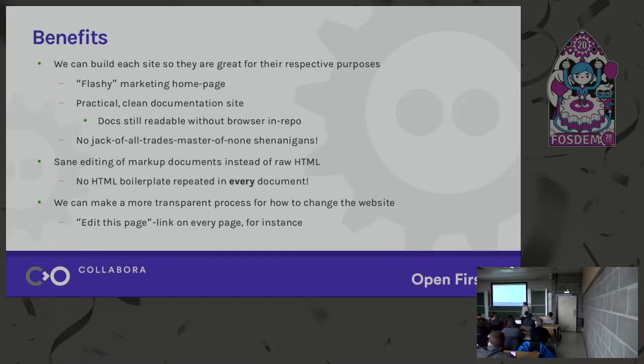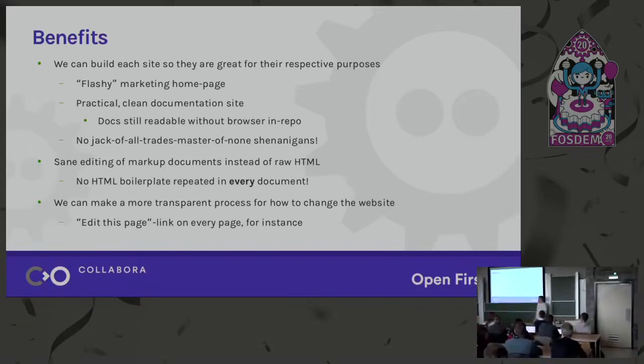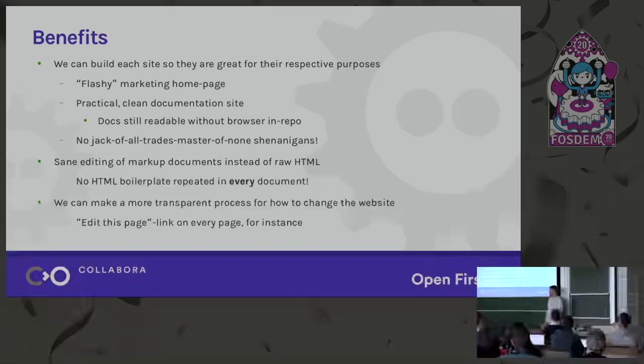We can edit the documents in some sane markup language instead of raw HTML. And right now we have the same HTML boilerplate repeated in every document. So if you ever want to change a detail about that boilerplate right now, it's not great. It's super painful. And the last point here is I think we can move to something that's a little bit less opaque.